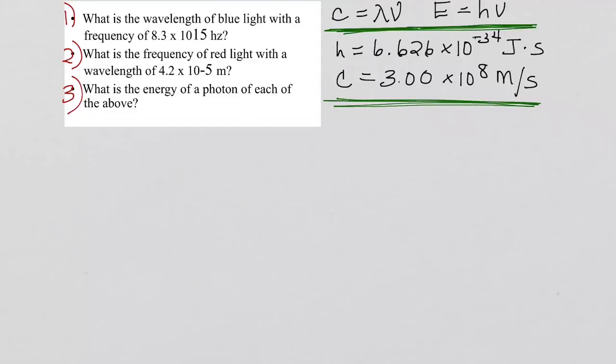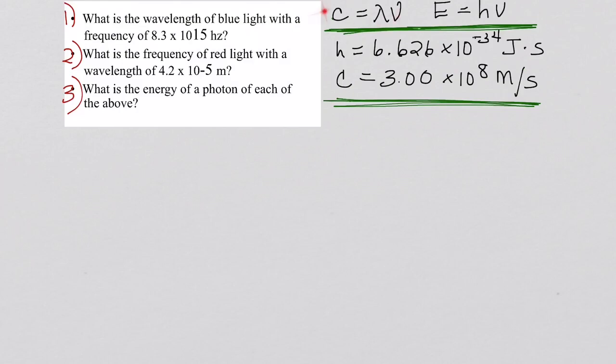Okay, I'm going to do all three of these problems, but I want to point out that the tools for using these problems are these two equations. So this one has a constant, which is right here. It's the speed of light, or speed of any electromagnetic radiation, which is 3.00 times 10 to the 8th meters per second. And this equation here has another constant called Planck's constant in it, and that's the 6.626 times 10 to the negative 34th joules times seconds. Okay, so these are constants that you'll plug in.